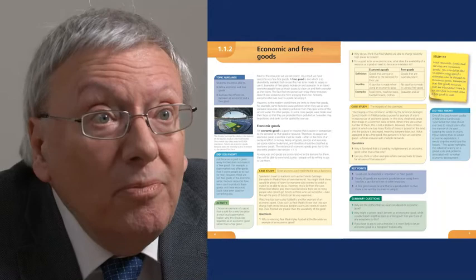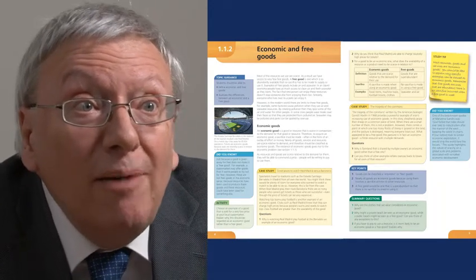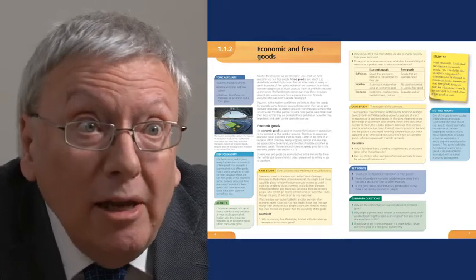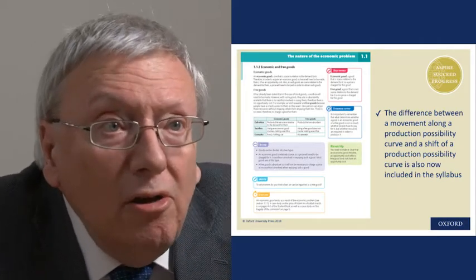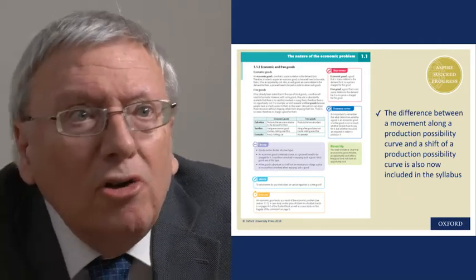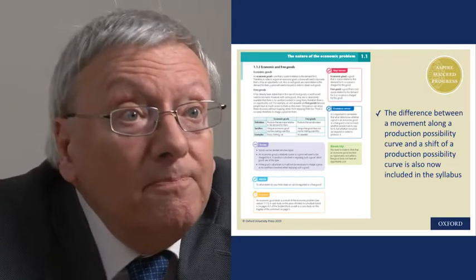The topic of economic goods and free goods is covered on pages 4 to 5 of the Essential Economics textbook. There is a very interesting case study in relation to watching Real Madrid play in Barcelona in Spain's La Liga. The topic is also covered on page 9 of the Exam Success in Economics book. The difference between a movement along a production possibility curve and a shift of a production possibility curve is also now included in the new syllabus.